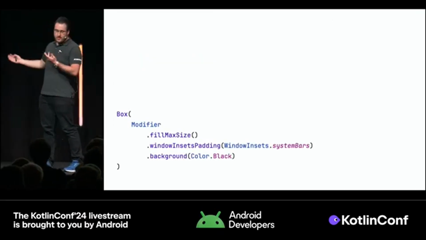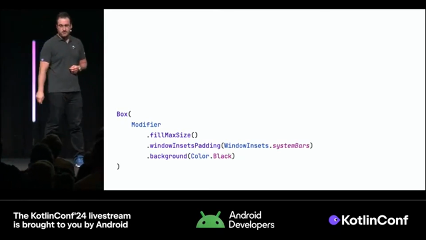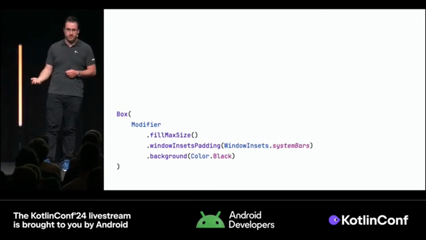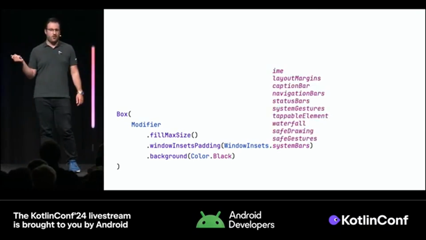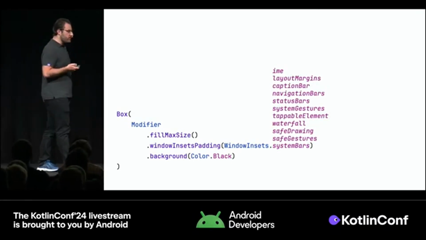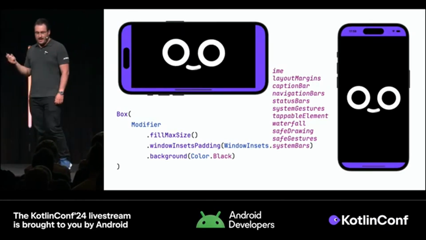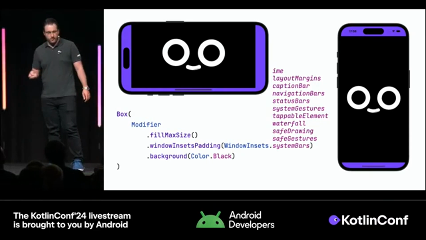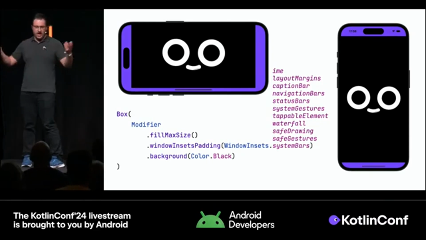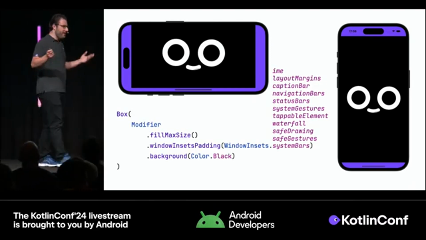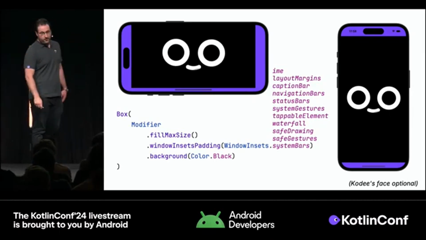If you've done Android development with Compose before, then you will have seen these window insets padding functions before. For example, you could use system bars, but we've actually ported an entire library of these to make sure that they're also available in common code, which means your applications can look great, whether they're in landscape or portrait mode, and whether that device has an island, a magic island, or a notch, or whatever Apple might come up with next. Cody's face is, of course, optional.